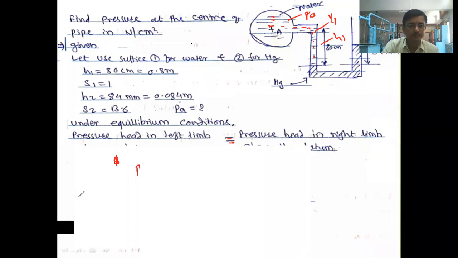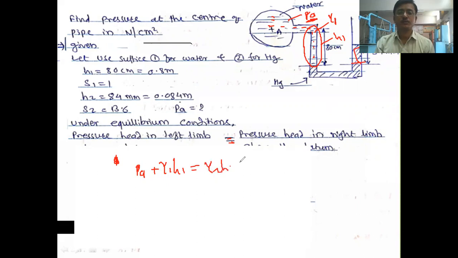Left limb: Gamma 1 h1. Gamma 1 h1 is the pressure intensity because of this column, right? And this PA intensity we have not taken yet. So first we have to take PA plus Gamma 1 h1 is equal to, what is the pressure intensity on the right side? Gamma 2 h2. So therefore we can write PA is equal to gamma 2 h2 minus gamma 1 h1.